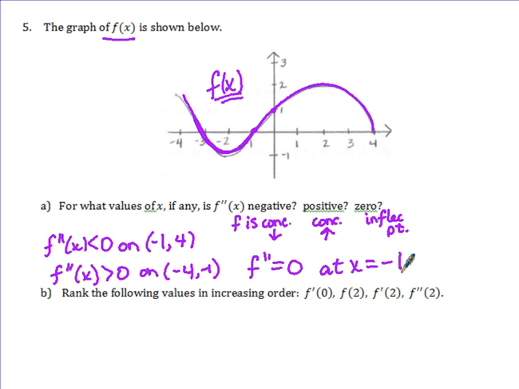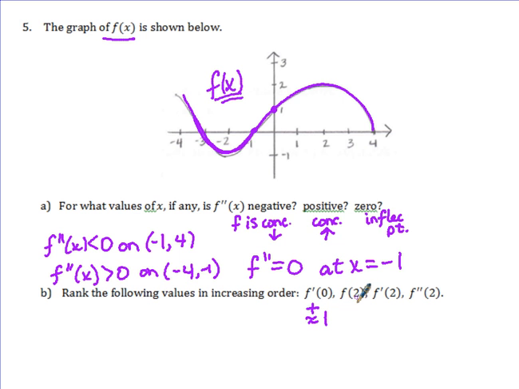Now in question B, they're asking us to rank the following values in increasing order: f prime at 0, f of 2, f prime of 2, and f double prime of 2. So let's start with f prime at 0. That means I want to know what the slope of the graph is at 0. So that's this point right here. My graph is increasing, and so I have a positive slope. It seems to be about 1. I would guess a slope close to 1.